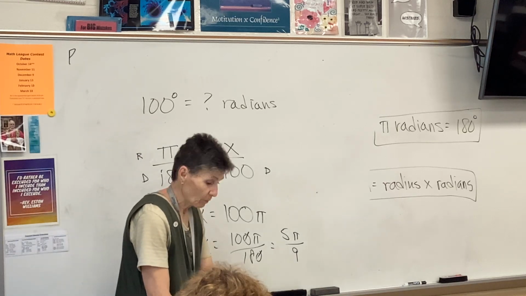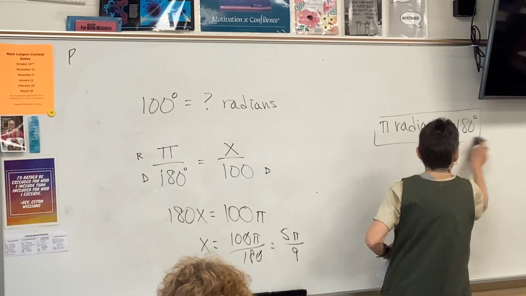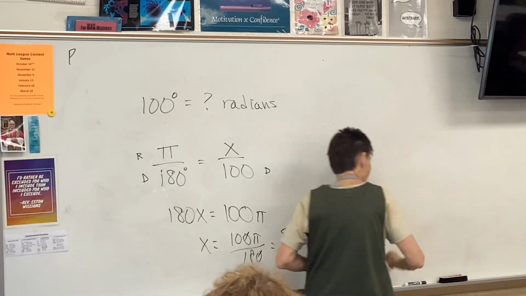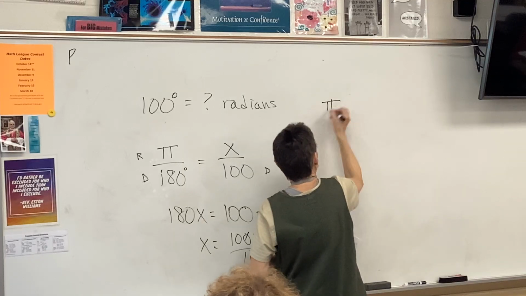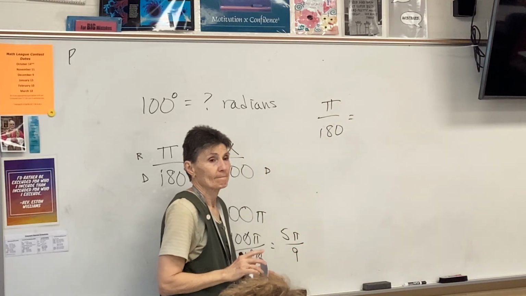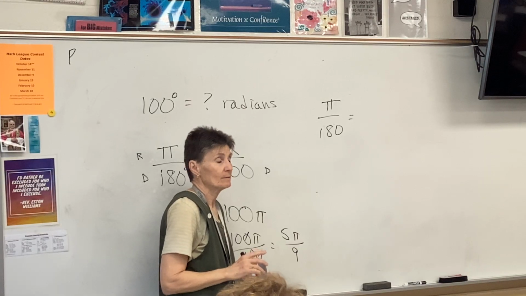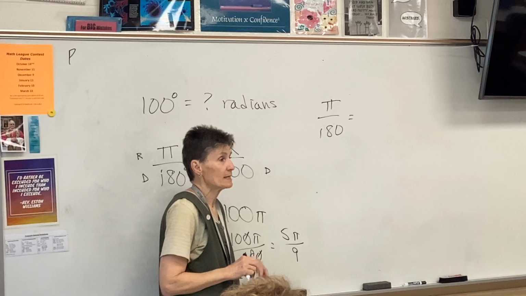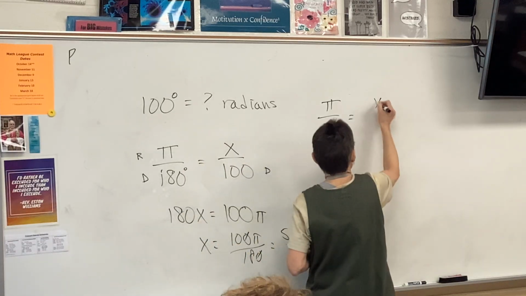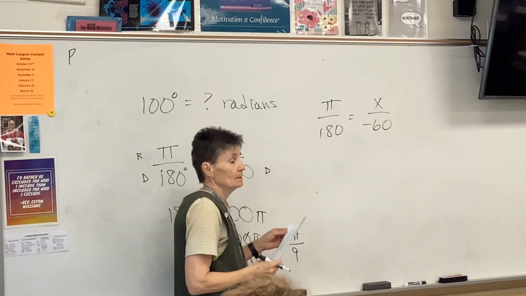Okay, so now we're going to do the same thing with negative 60. All right, so we're going to set it up the same way. We're going to start with pi is 180. Now what? Pi over 180 is going to equal what? X over negative 60. And don't worry about the negative, it doesn't matter. My answer will just be negative.